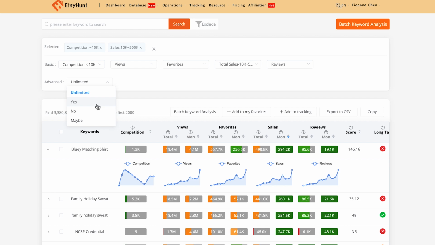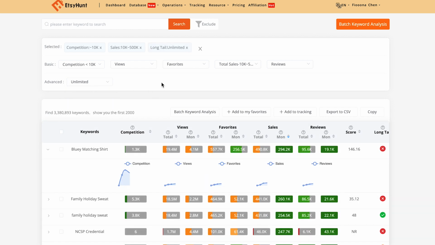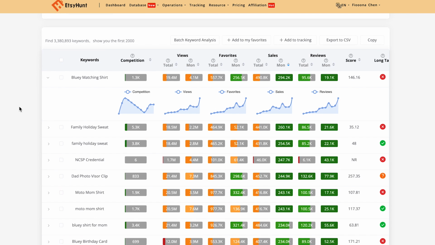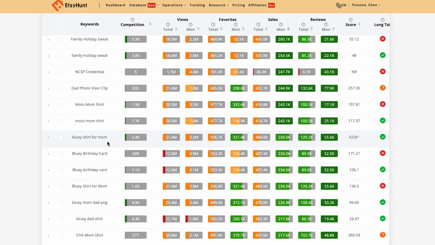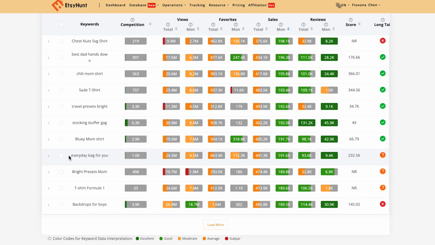For example, I've filtered for keywords with competition levels of 1 to 10K and total sales of 10K to 500K, without restricting whether they are long-tail keywords or not, which generates a keyword list. The top keywords are related to the clothing category, such as shirts. If your products or store are not related to the clothing category, we can continue to scroll down.